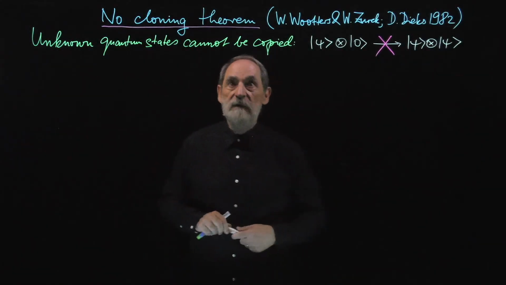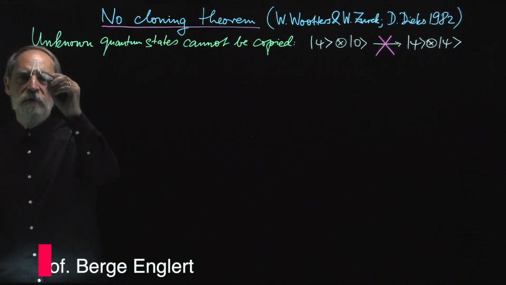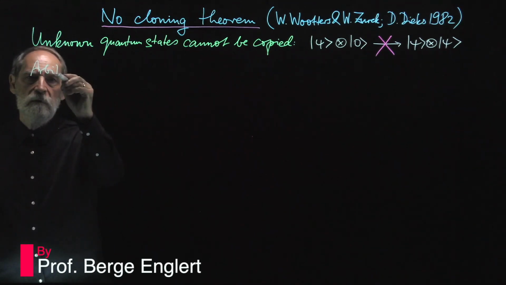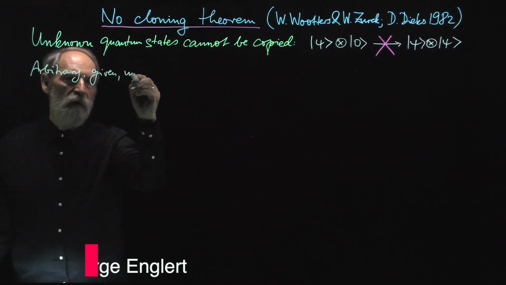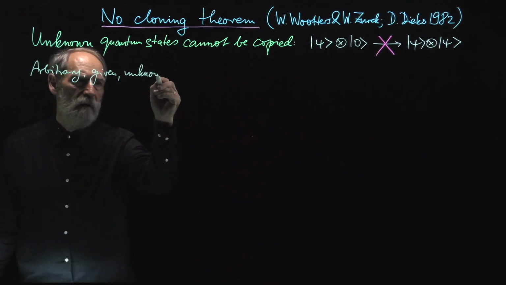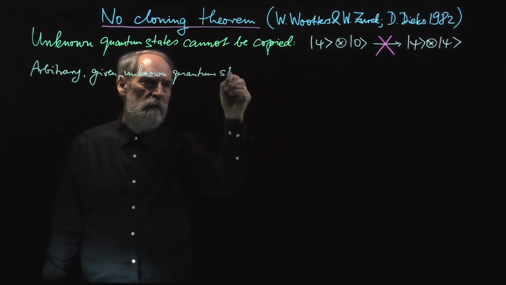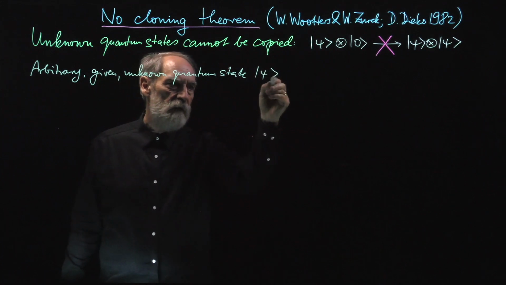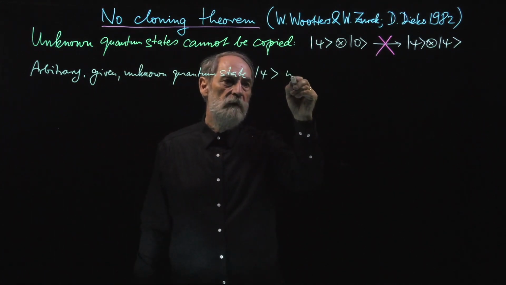Alright, so this is about the no-cloning theorem. We have an arbitrary, given and unknown quantum state that we describe by the ket psi, and we want to copy it.